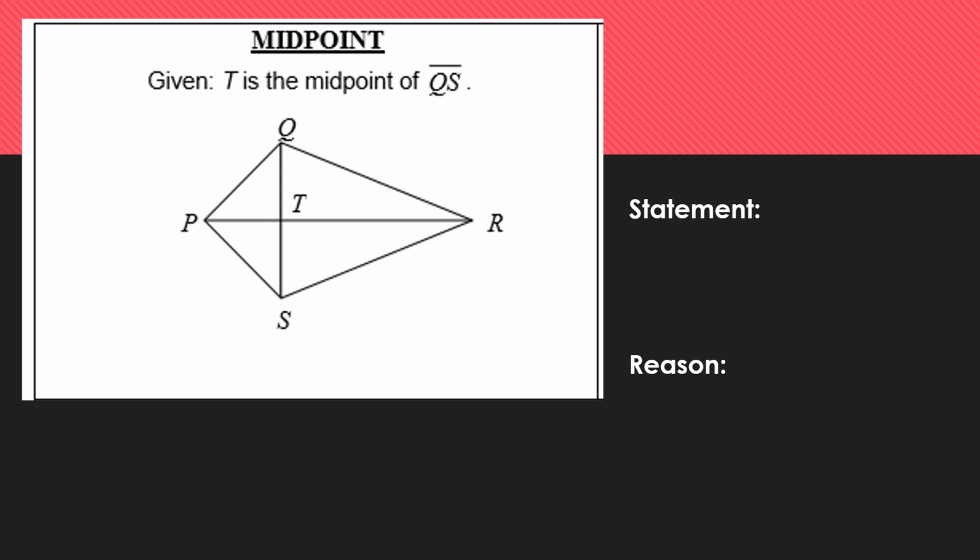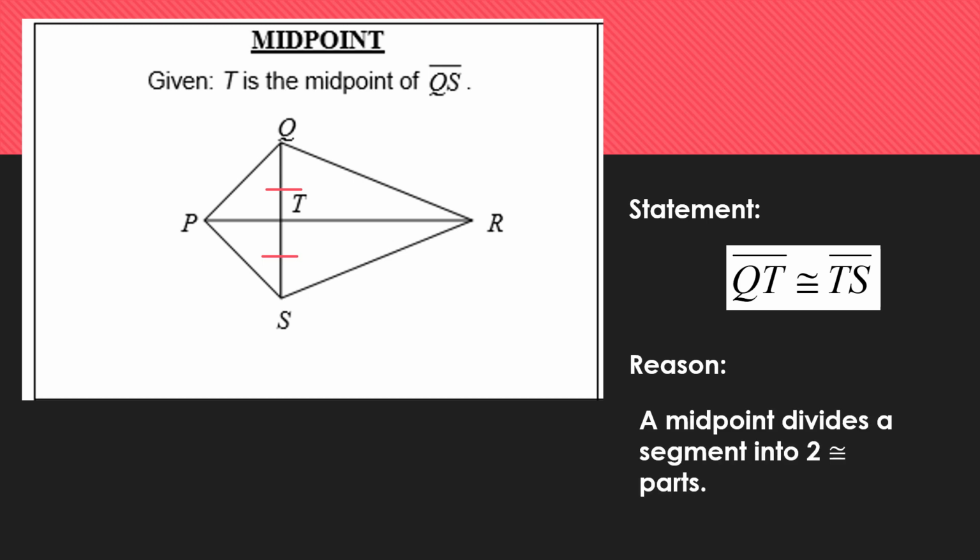So the first is that T is the midpoint of QS. Notice I didn't tell you anything was congruent. You have to logically deduce that if T is in the middle of QS, then segment QT is congruent to segment TS. So that would be the statement part in your two-column proof. The reason would be the definition of the midpoint, but you're going to write it out. You're going to say a midpoint divides a segment into two congruent parts. You can say other correct things, but that's the one we would suggest you memorize.